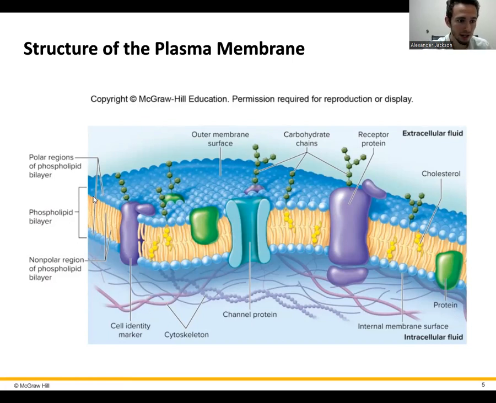So both sides of the membrane, both in and outside of the cell, need to have something that can associate with the water. So that's why you have the polar ends, or the polar regions of the phosphates, right? These are the phosphates, the circles.